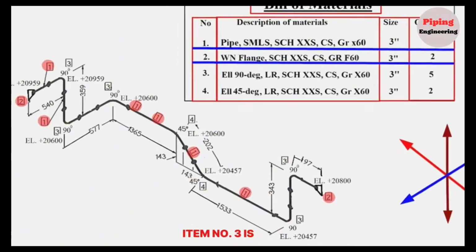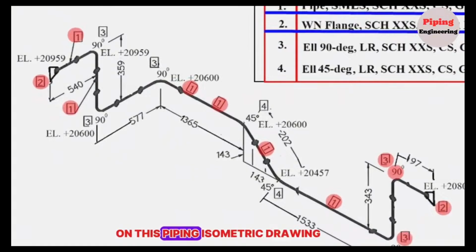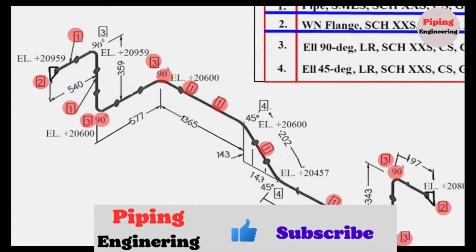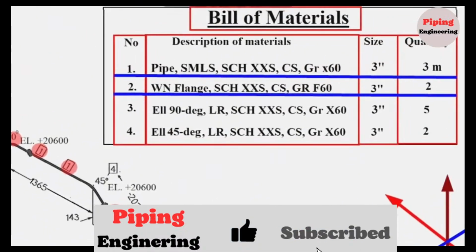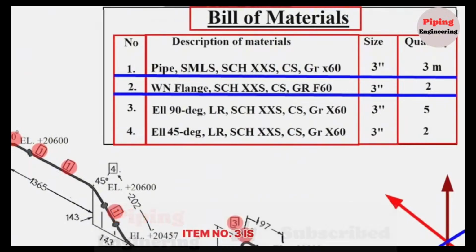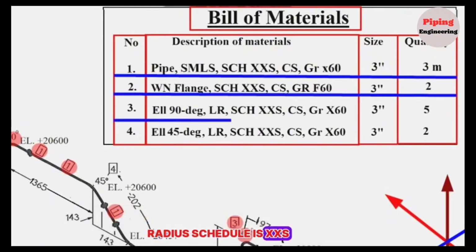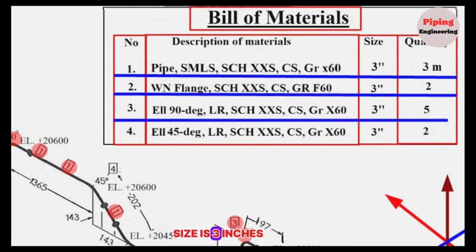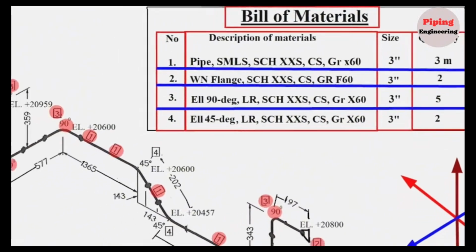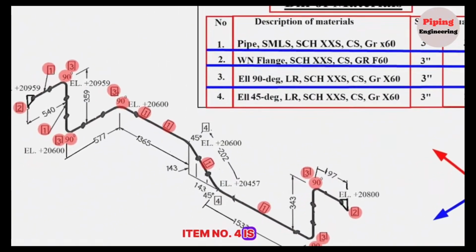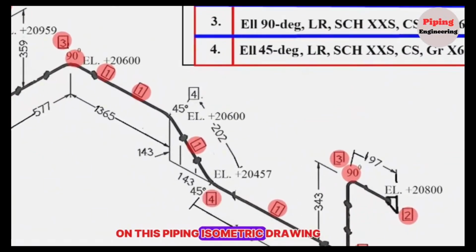Item number 3 is shown in 5 places on this piping isometric drawing. Now let's look at the bill of materials table. Item number 3 is elbow, 90-degree, long radius, schedule is XXS, carbon steel, grade 1060, size is 3 inches, the quantity is 5 pieces. Item number 4 is shown in 2 places on this piping isometric drawing.